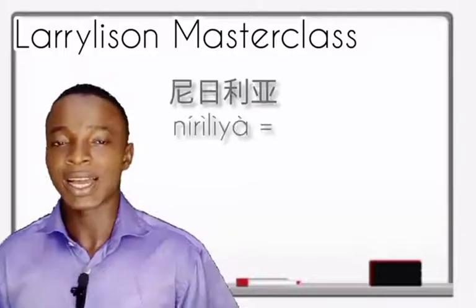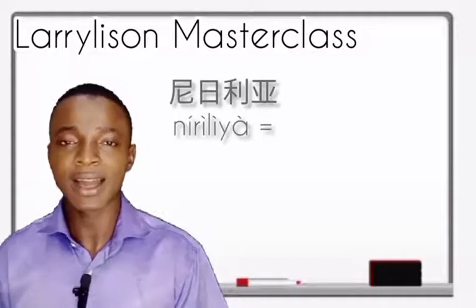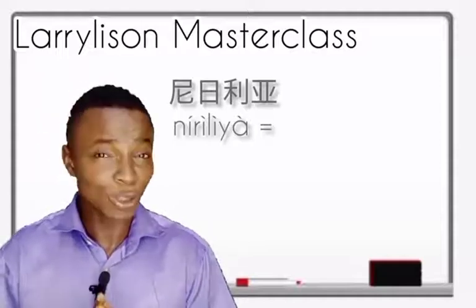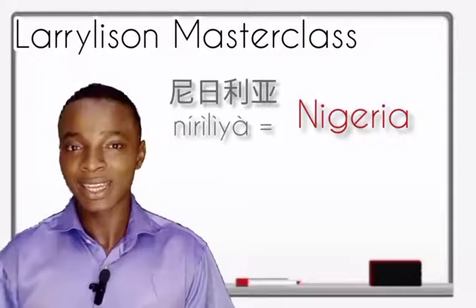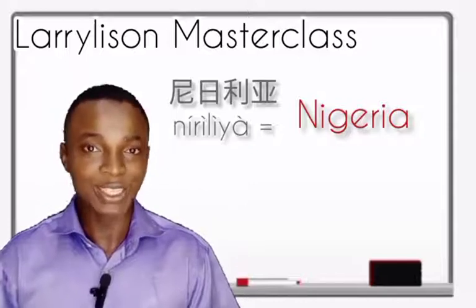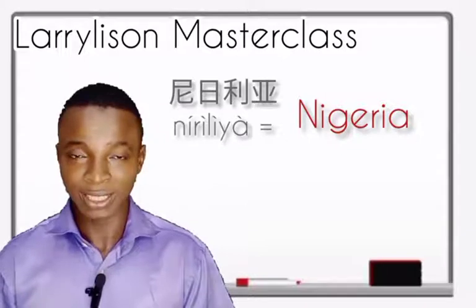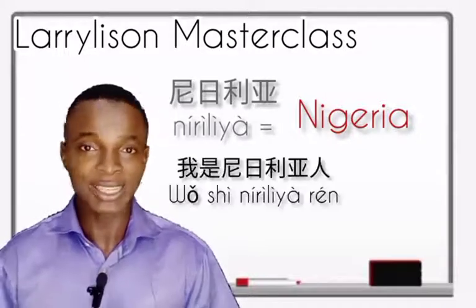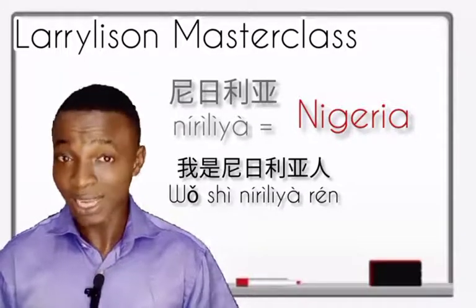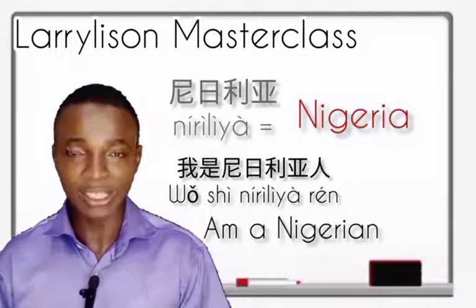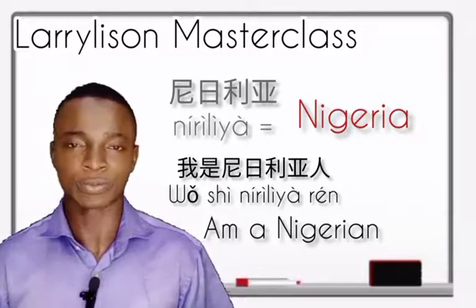Let's also find out another place where this rì appears. 尼日利亚, meaning what? Nigeria. It also appears in Nigeria. Nigeria in Chinese is called 尼日利亚. For example, I'm a Nigerian, so I can say 我是尼日利亚人. I'm a Nigerian. 我是尼日利亚人. Beautiful.